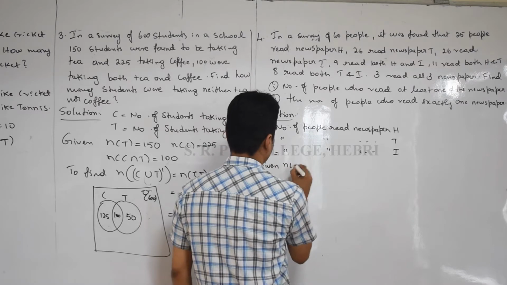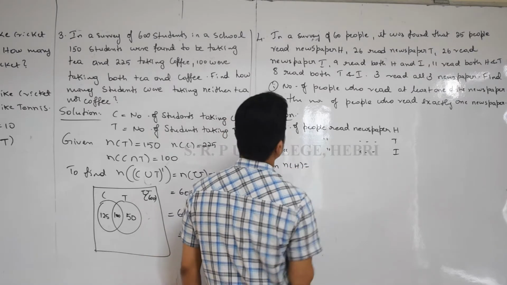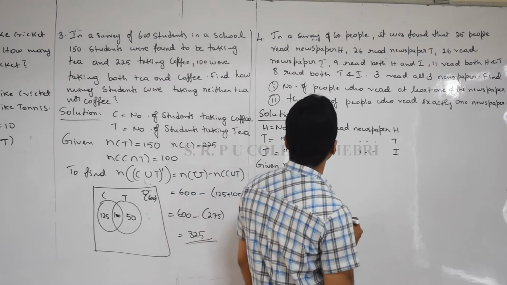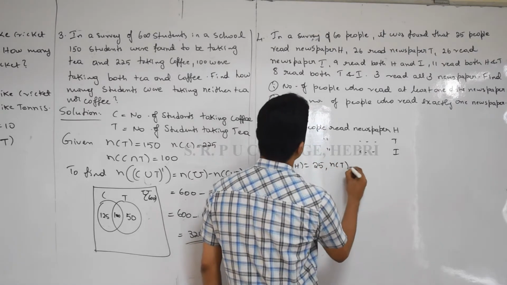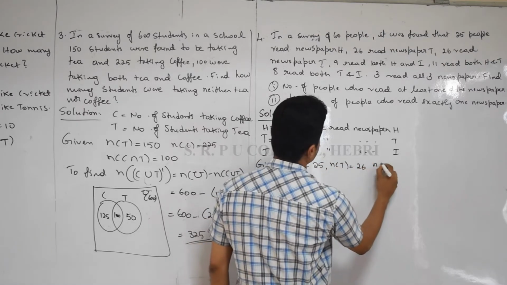Look at everything that is given. N of H is given. It was found that 25 people read newspaper H. N of H is given. N of T is given. N of I is also given, right?